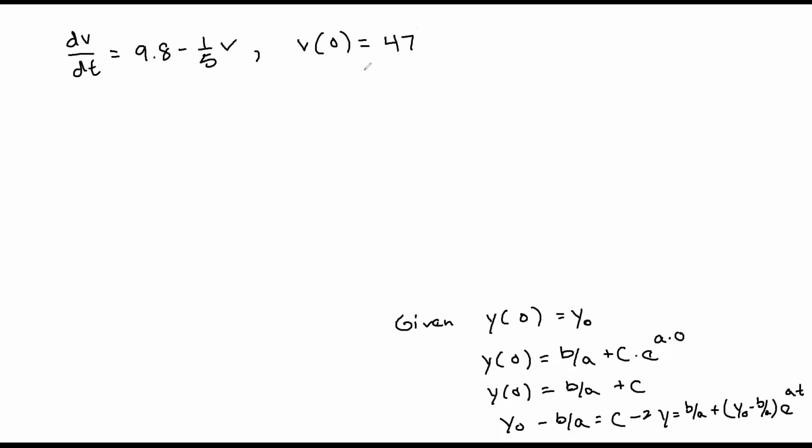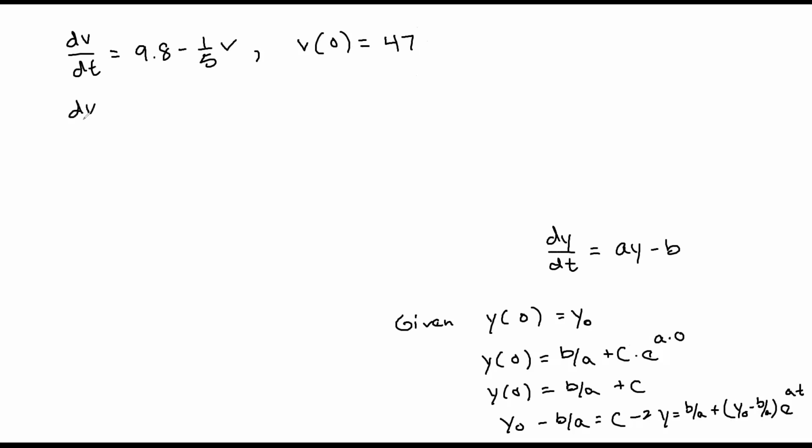And if we have all this information, then it's just a matter of making it fit the format, right? And the initial format for this was dy/dt = ay - b. If you can make it fit this format, you can just jump right to the solution. Okay, so let's see if we can do that.